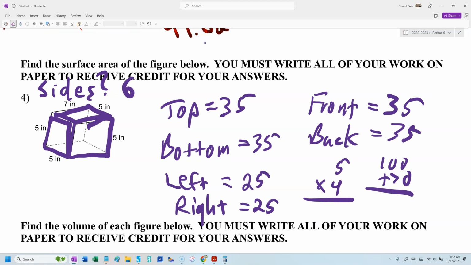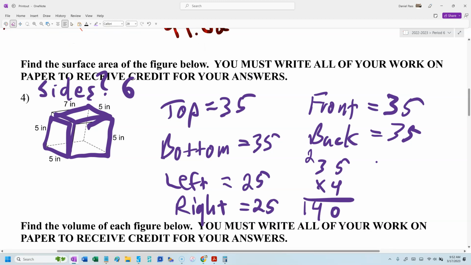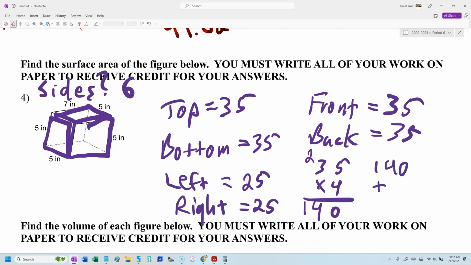Okay, so now we have 435. So that's 20, and then 140, and now we got 140 plus 50. So let me erase that. 140 plus 50. You guys didn't stop me when I wrote the 35. I'm sorry. Okay, it's alright. So 140 plus 50 makes 190. Excellent. So this is inches squared. Woo!